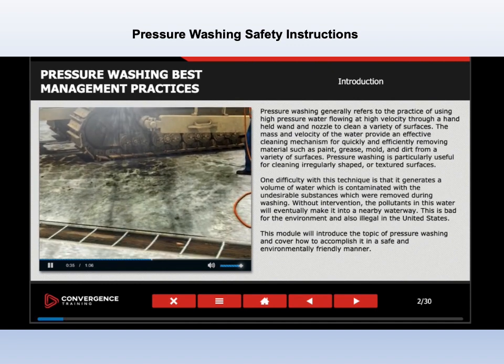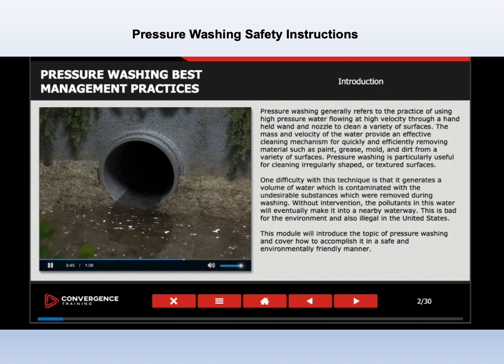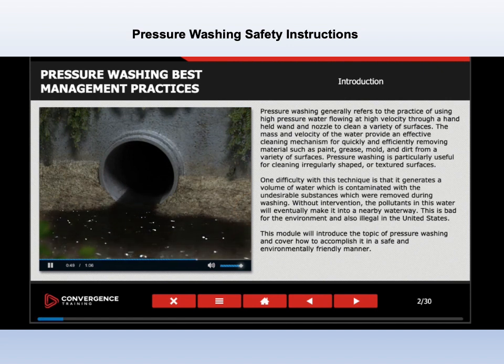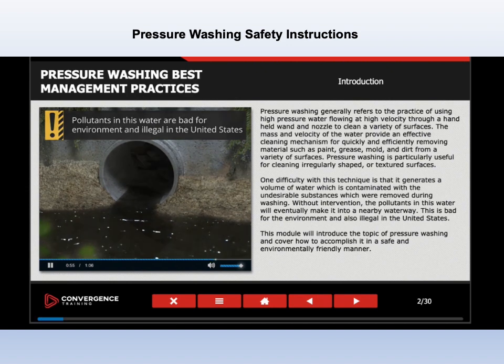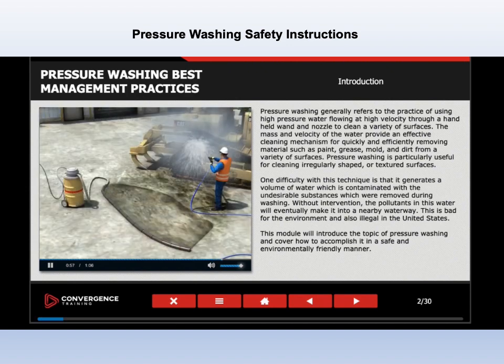One difficulty with this technique is that it generates a volume of water which is contaminated with the undesirable substances which were removed during washing. Without intervention, the pollutants in this water will eventually make it into a nearby waterway. This is bad for the environment and also illegal in the United States. This module will introduce the topic of pressure washing and cover how to accomplish it in a safe and environmentally friendly manner.